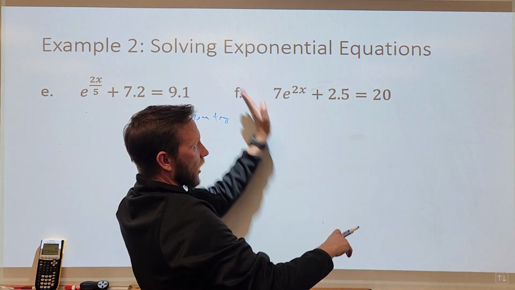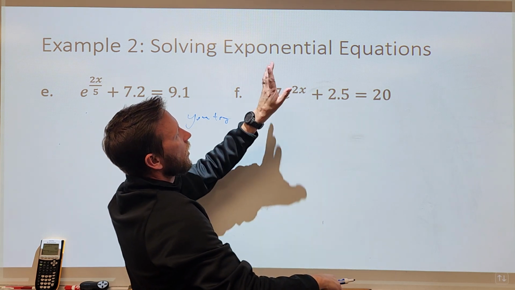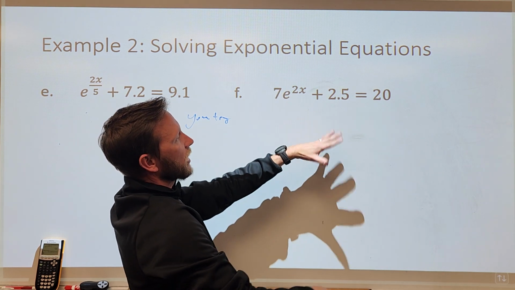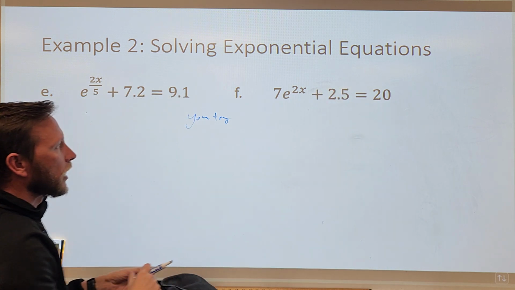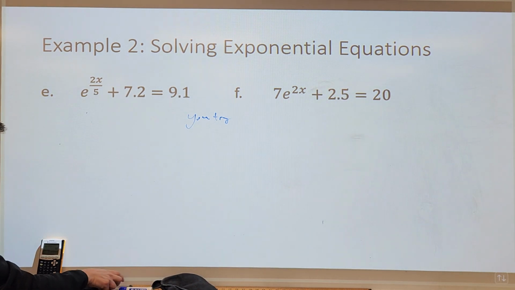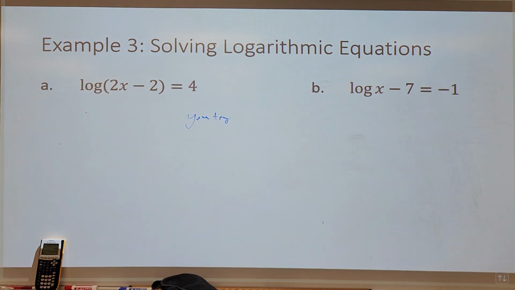Get this factor out of there. Divide both sides by 7. Then take the natural log. So you have 2x equals that difference divided by 7, and then you will be able to solve that equation. All right, divide by, and go from there. So you try those two, and then we'll go from there.